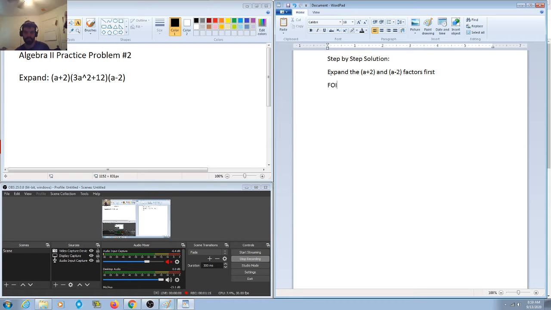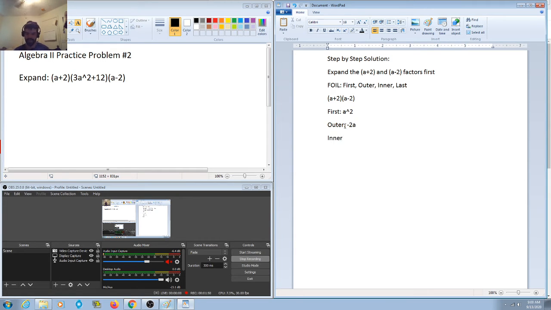So remember your FOIL method: first, outer, inner, last. So we have a + 2, a − 2. Your first is going to be a times a, which is a². Your outer terms are the outermost, closest to the outside parentheses, so to speak. In this case it'll be a and negative 2, so that's going to be −2a.